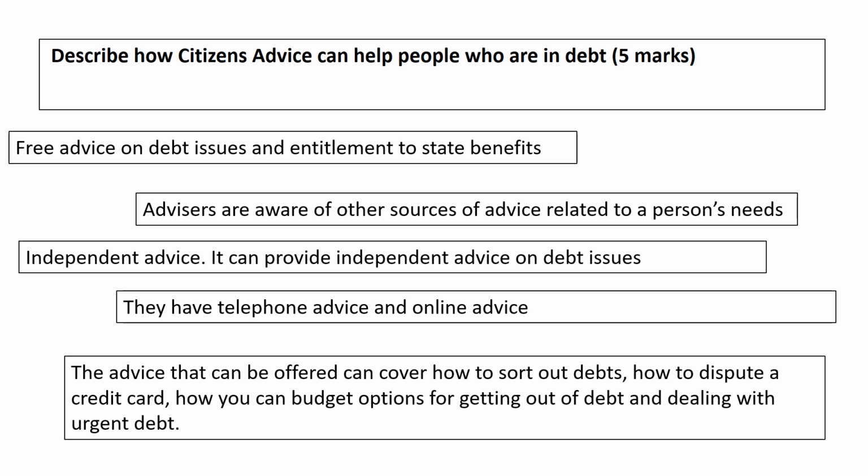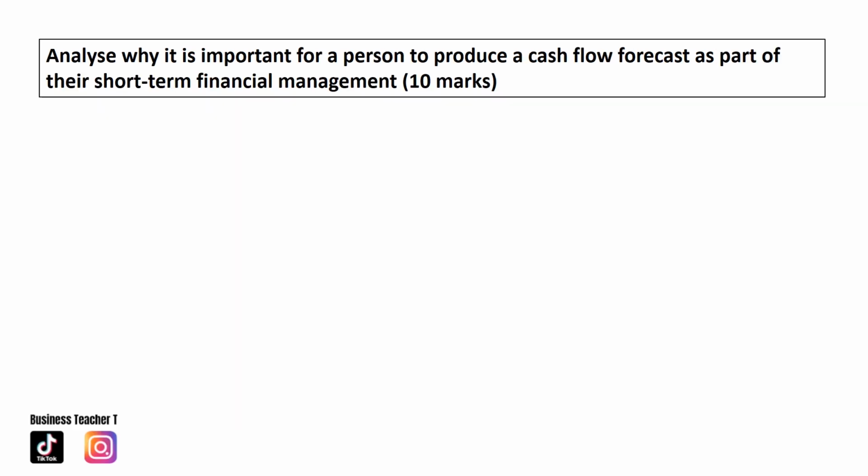The advice that can be offered can cover how to sort out debts, how to sort out a dispute to do with a credit card, how one can manage their money, their finances, so there could be budget options and help for getting out of debt, and also dealing with urgent debt. So you wouldn't need to include all of these points, but these are just some points that you might want to consider. Our final question, and it's a 10-mark question.